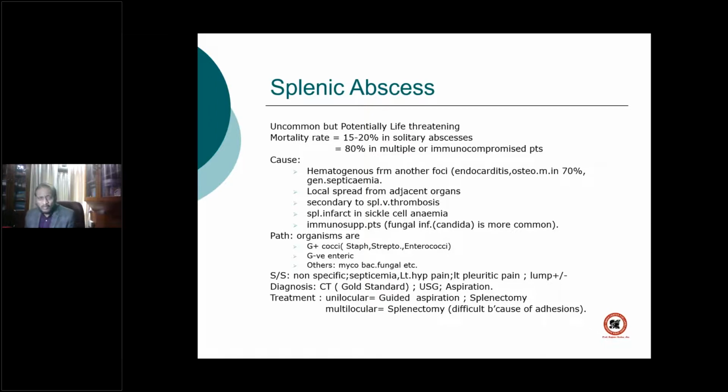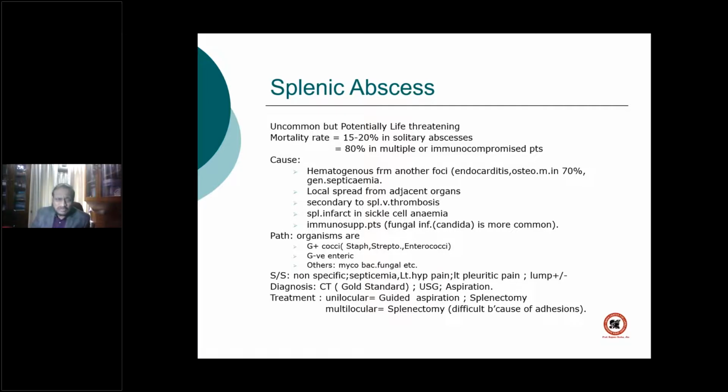The cause, what leads to splenic abscess formation? Either septicemia somewhere in the body, so hematogenous spread to the spleen. Number two, a local spread from an adjacent organ. Like for example, let's say a kidney abscess, or let's say a colonic perforation, colonic diverticulitis, leading to involvement of the splenic flexure, leading to what? A splenic abscess.